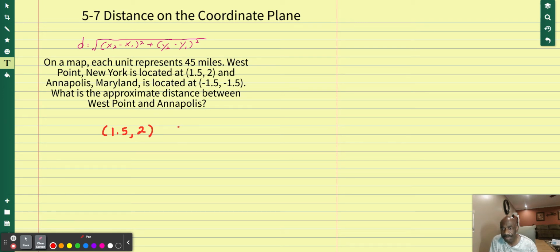And Maryland is located at negative 1.5, negative 1.5. Now, wherever this is on the map, I just need the distance between the two. All right. So first thing I want us to do is label our points. Label them. This is X and this is Y.